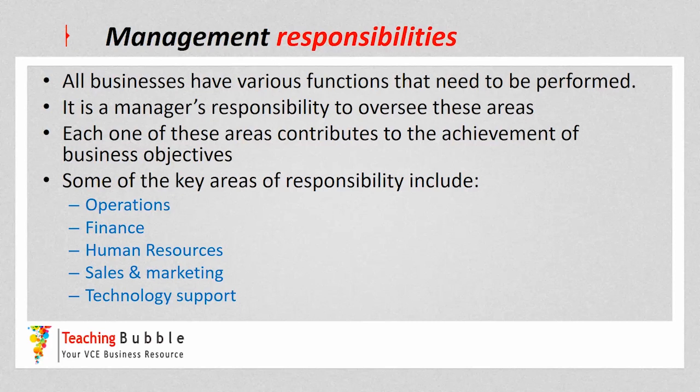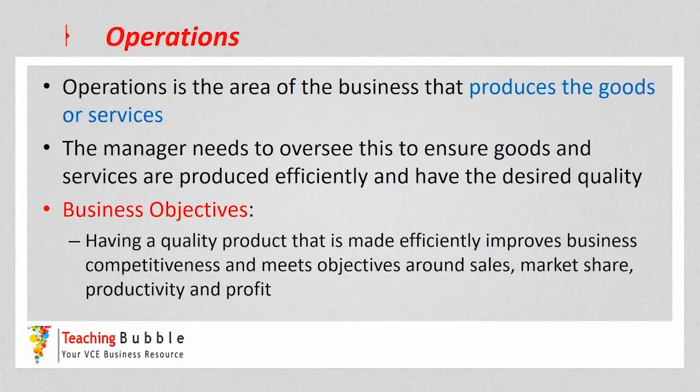So what you do need to know is what each of these management responsibility areas are, but you also need to know how each one contributes to the achievement of business objectives. Some of the key areas of responsibility, these are the ones listed in our study design, are operations, finance, human resources, sales and marketing, and technology support. So the first area is operations.